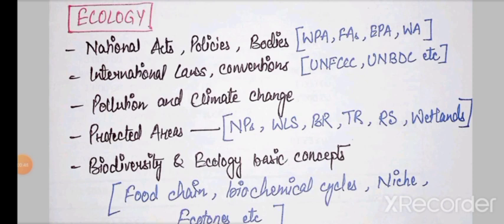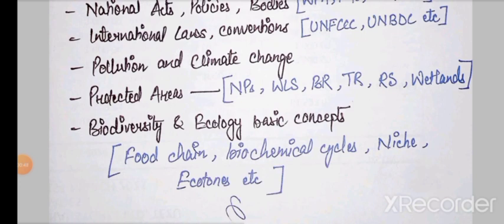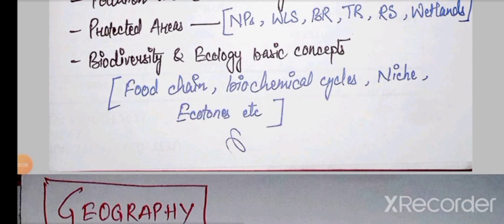And pollution and climate change is an all-time favorite topic. Plus protected areas are a must here, because of national parks in the news, wildlife sanctuaries, biosphere reserves, tiger reserves, and Ramsar sites and newly declared wetlands, especially of India. And biodiversity and ecological basic concepts: if you have read them earlier then do revise them, and if you haven't, then just leave it, not required.